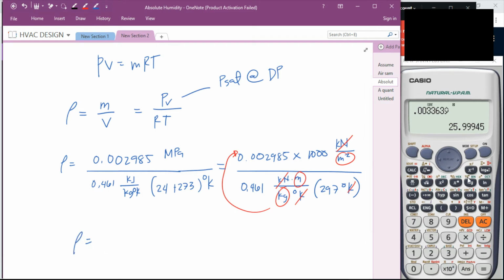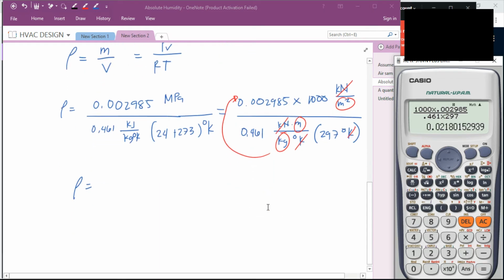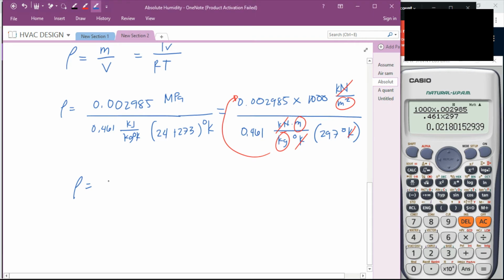We will now arrive with the absolute humidity. So, the absolute humidity is 1,000 times 0.002985 over 0.461 times 297. The answer is, yan ang ating absolute humidity, 0.021802 kilogram vapor ang pinag-uusapan natin, per cubic meter.